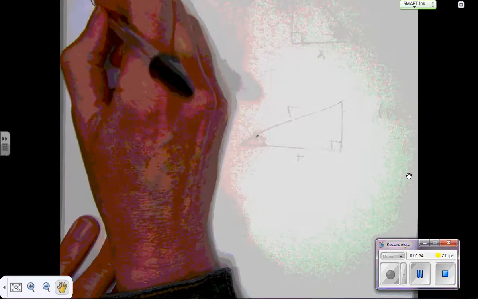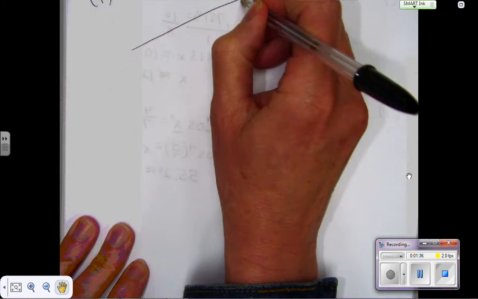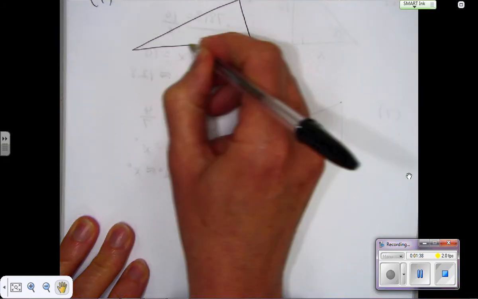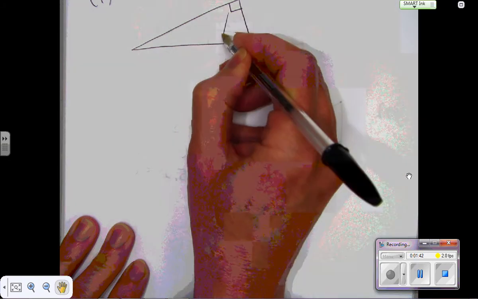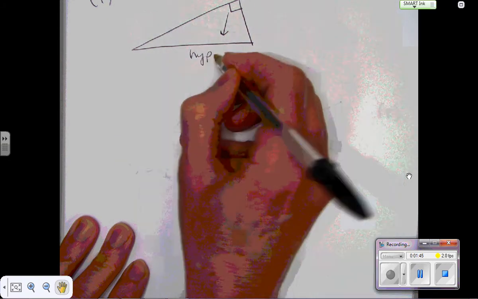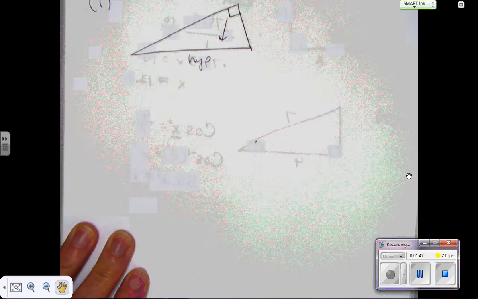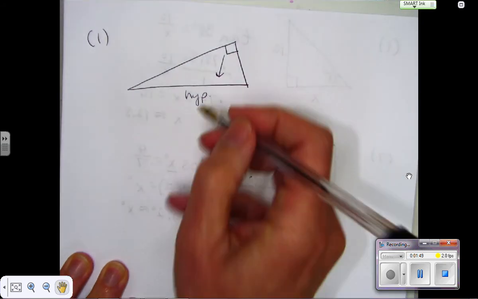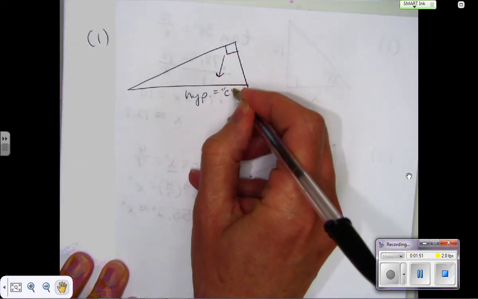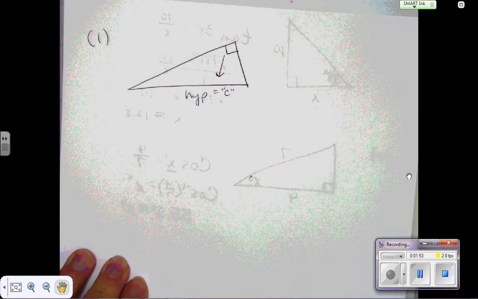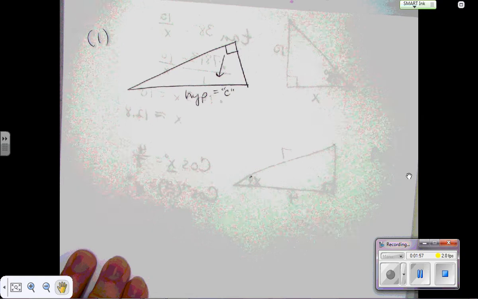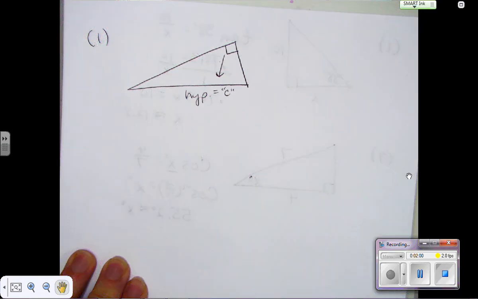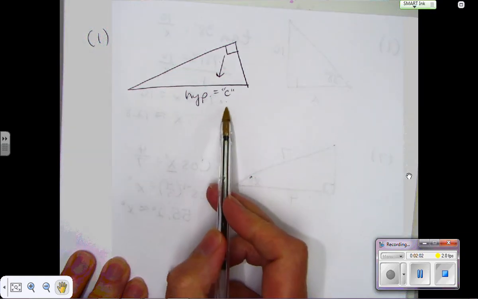And so just to refresh your memory, I'm going to use the triangle from number 1 down at the bottom there. The side across from your right angle is always the hypotenuse. That does not change. So when you're using the Pythagorean theorem, this is always C. The other two sides are called the legs of the right triangle, and it doesn't matter which one's A and which one's B. They're interchangeable, but C does matter. C has to be the hypotenuse.